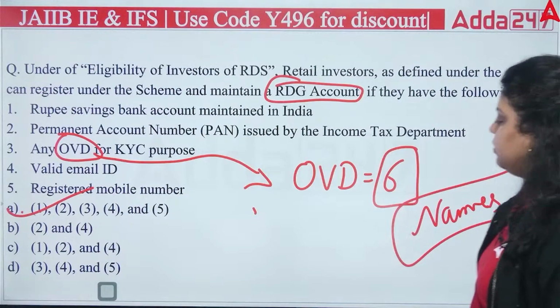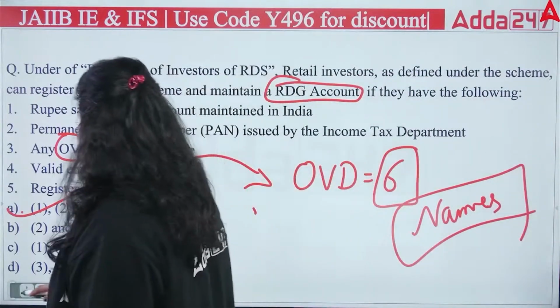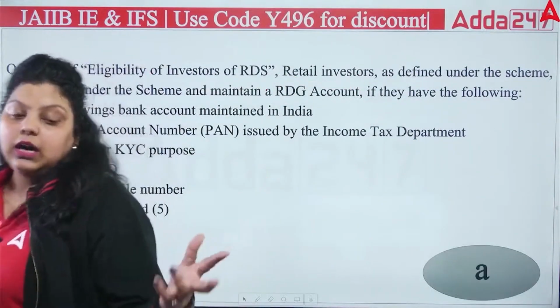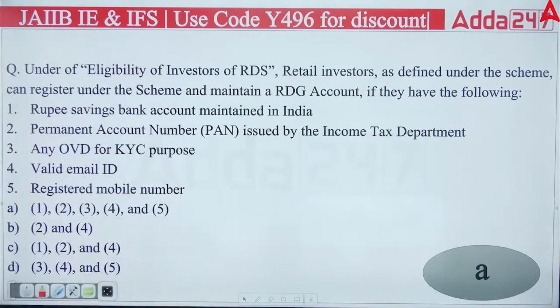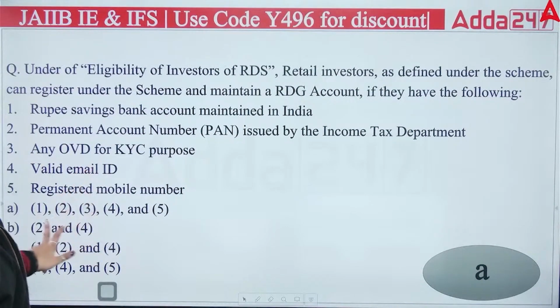You have to let me know what the 6 official valid documents are that have been announced by RBI for the purpose of opening an account of any person, any person or corporate or entity, anything. So the right answer here is: first, second, third, fourth, fifth, all are correct.